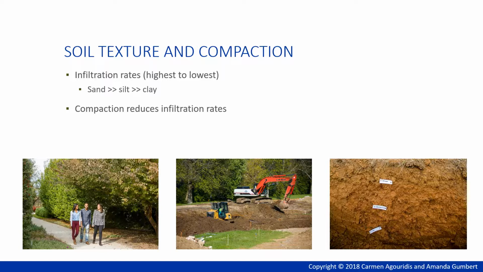Compaction is another key factor that affects infiltration rates. Compaction occurs when soil particles are pushed more closely together, thus shrinking the openings between particles. Compaction occurs when heavy equipment or vehicles are driven over soil. It also occurs when people walk over an area repeatedly, such as with trails and parks. Soils that are heavily compacted allow less water to infiltrate as compared to soils that are not compacted.